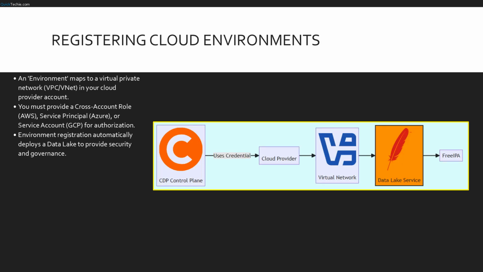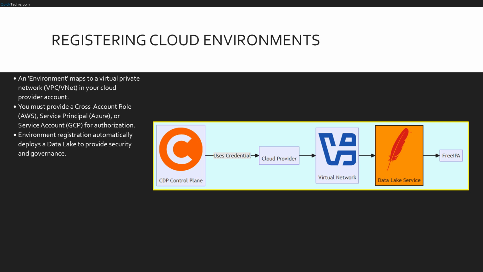Now let's create a home for your data. In Cloudera, an environment logically maps to a specific region and virtual network in your cloud provider, whether that's AWS, Azure, or Google Cloud. To allow Cloudera to build resources there, you must provide a cloud credential like a cross-account role in AWS or a service principal in Azure. The most critical outcome of this step is the automatic deployment of the data lake. This isn't just storage. It's a running cluster that hosts your security and governance services, forming a protective ring around your data.